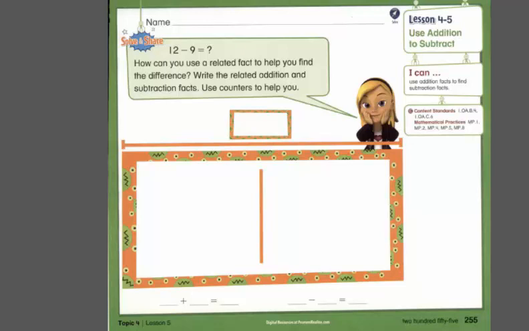Please open page 255. 12 minus 9, is it addition or subtraction? It's subtraction. It has minus. How can you use a related fact to help you find the difference? Write the related addition and the subtraction facts. Use counters if you want to help you, okay? What are you asked to do? To use a related addition fact to solve 12 minus 9.